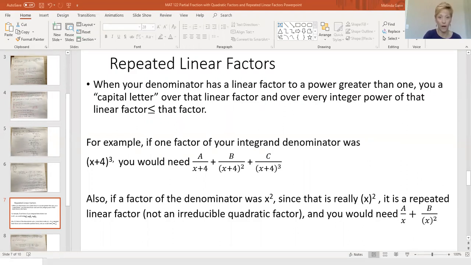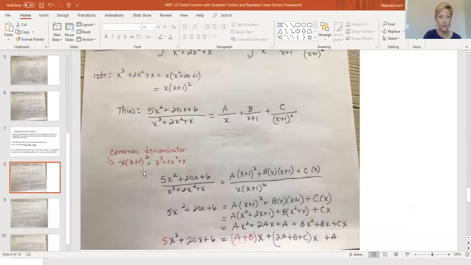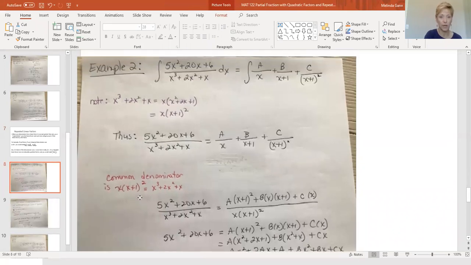So let's go work one like that, okay, so that you can see what I mean. All right, here's one right here. It's got kind of a variety. Okay, so let's kind of pull it down.